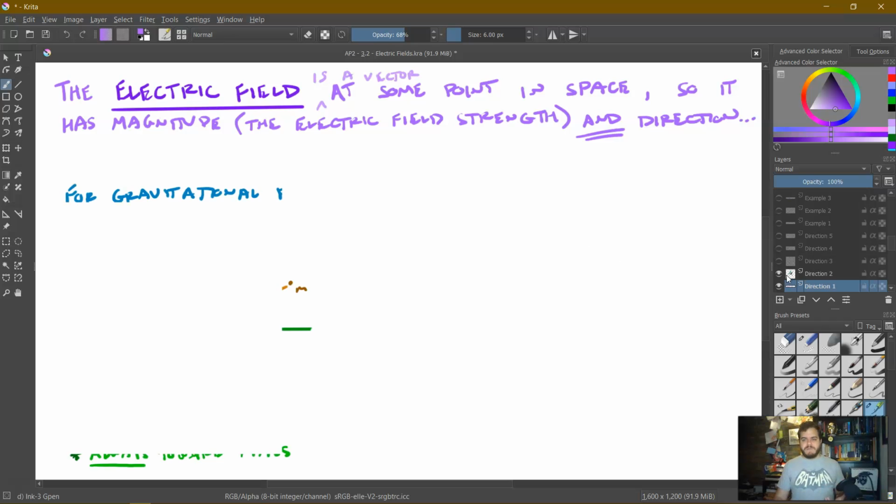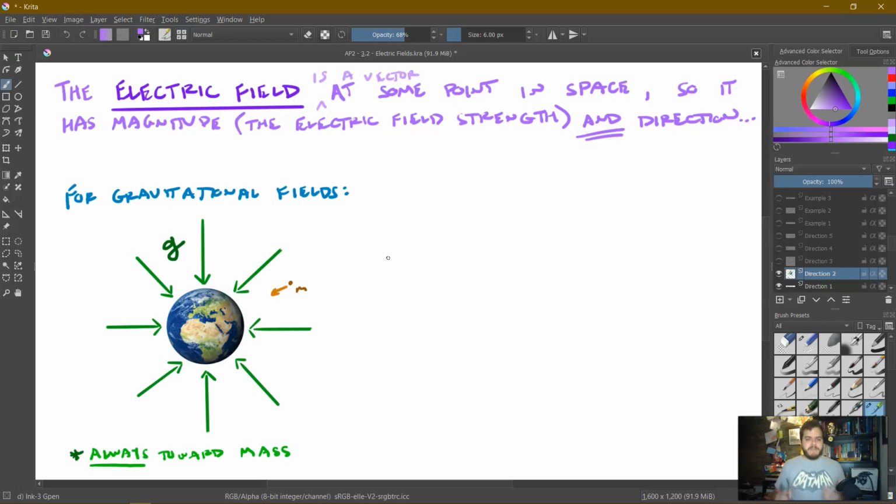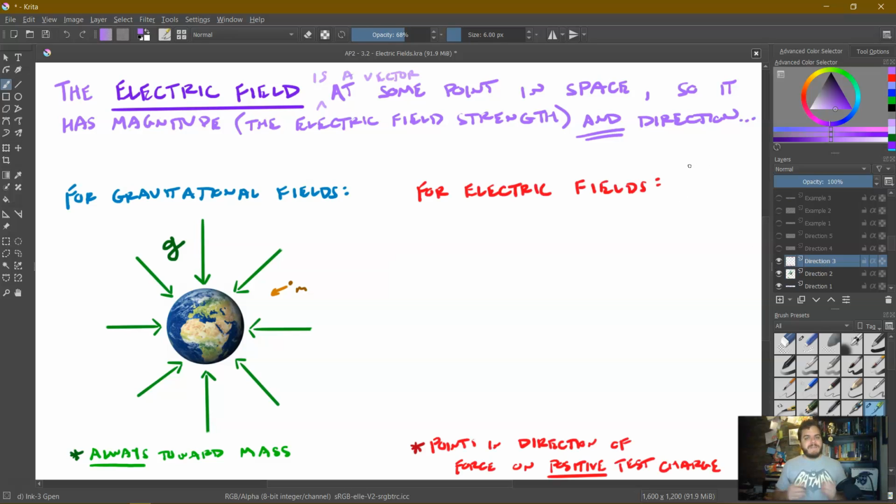Well, for a gravitational field, this was pretty easy, because all mass just attracts all other mass. Gravity is only an attractive force, so the gravitational field is just towards whatever the mass is that is generating it. But we have two types of charge, positive and negative, so it's not going to be this simple anymore. Specifically, if we're looking at electric fields, the electric field always, and this is where we really want to focus here, always points in the direction of the force on what is known as a positive test charge.